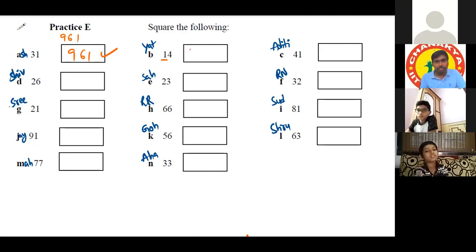14, so 2 into 1 into 4, which is 8. And then 4 square is 16, carry over 1, balancing 6. So after balancing, your answer is 196. Correct.